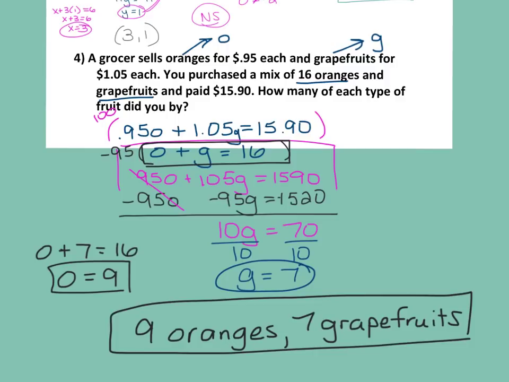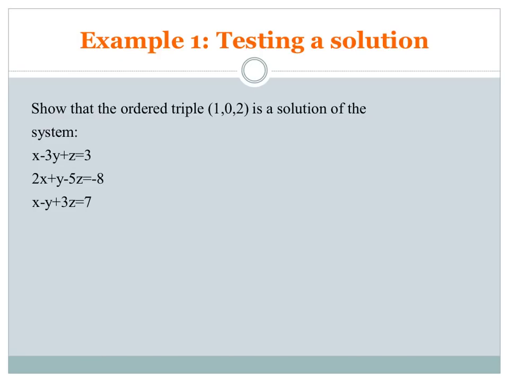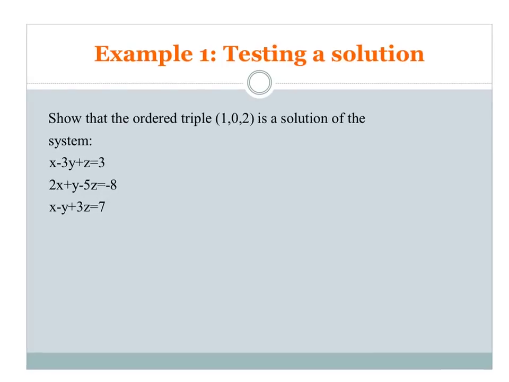Okay, now if you'll open the notes for 7.3, 7.3 is called multivariable linear systems. So the difference between what we're doing today and what we did before is that now we're going to have 3 variables, 3 equations. So we're doing an extra variable here and an extra equation. The first example is just testing a solution.